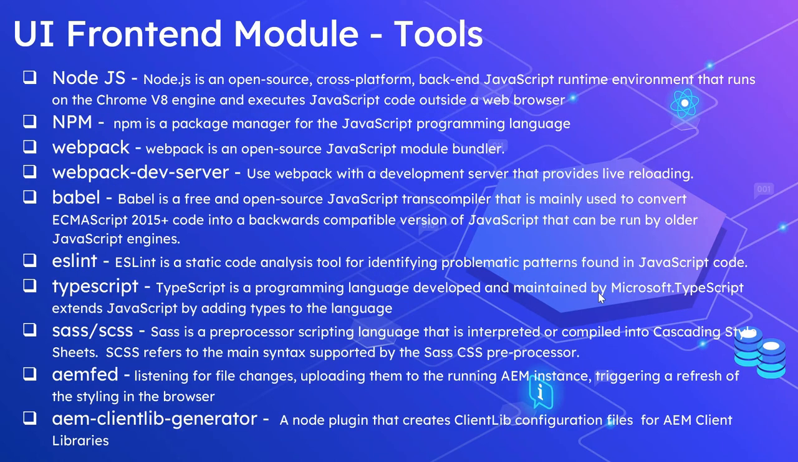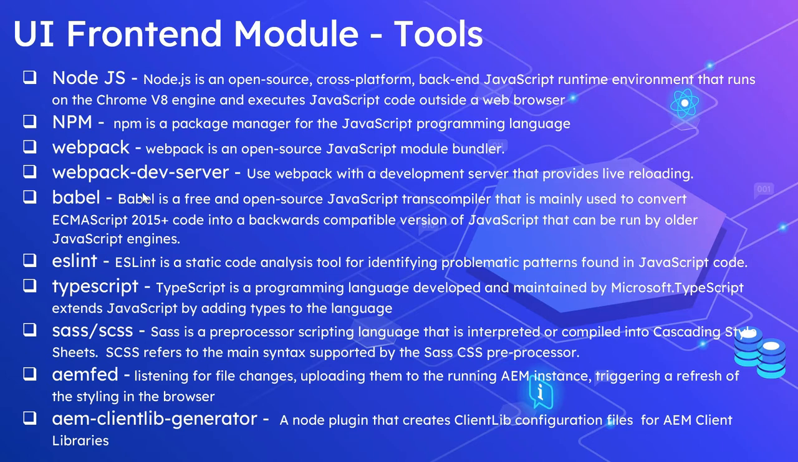Let us now quickly see the different tools used by the front-end module. The first one is Node.js. This is a backend JavaScript runtime environment to run JavaScript. The next one is NPM. NPM is a package manager for the JavaScript programming language. You can install different JavaScript packages into your application. The next one is Webpack. This is an open source JavaScript module bundler. This generates the required JavaScript and CSS.